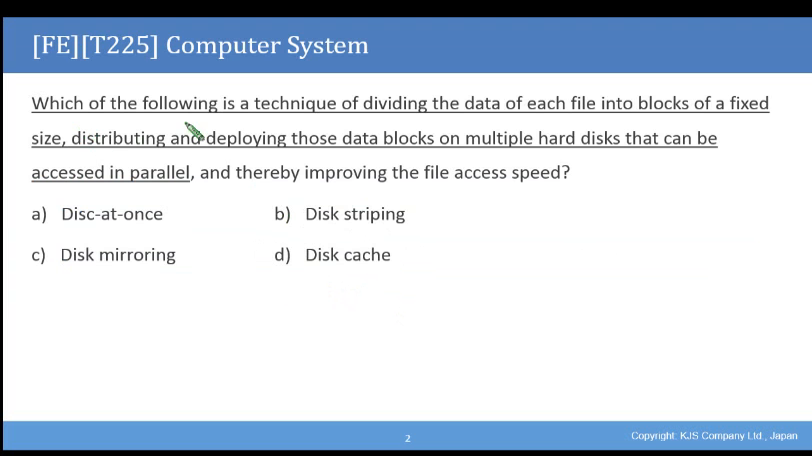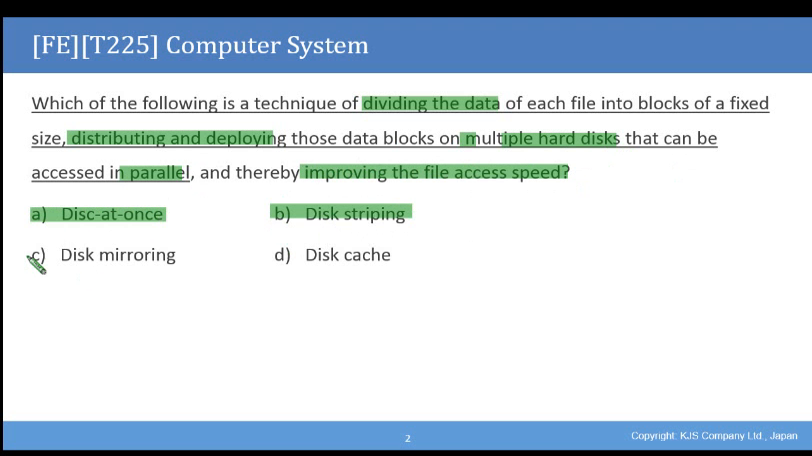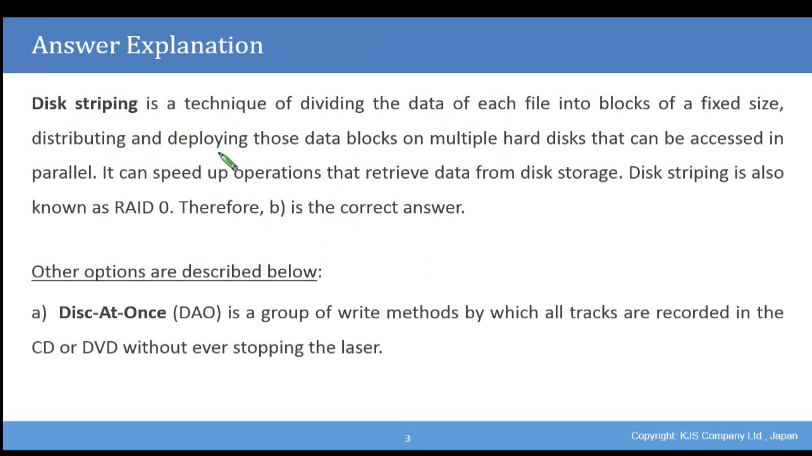So the question here: which of the following is a technique of dividing the data of each file into blocks of a fixed size, distributing and deploying those blocks onto multiple hard disks that can be accessed in parallel, and thereby improving the file speed access? We have A, disk at once, B, disk striping, C, disk mirroring, and D, disk cache.